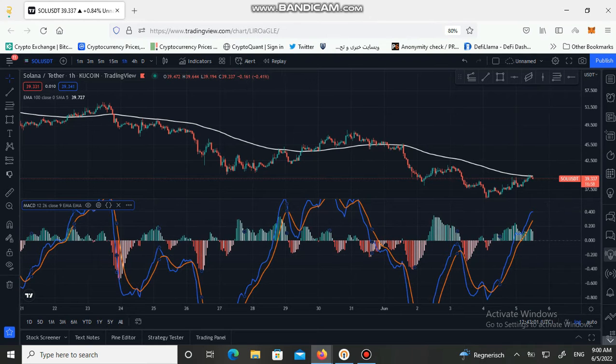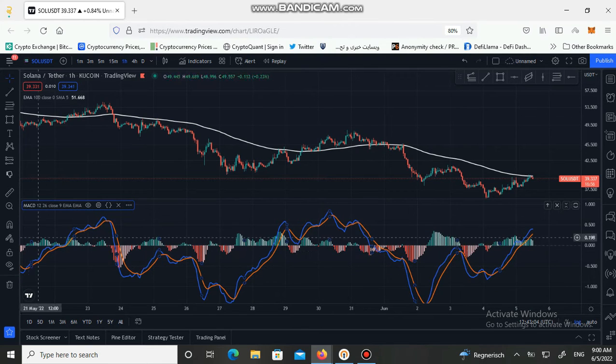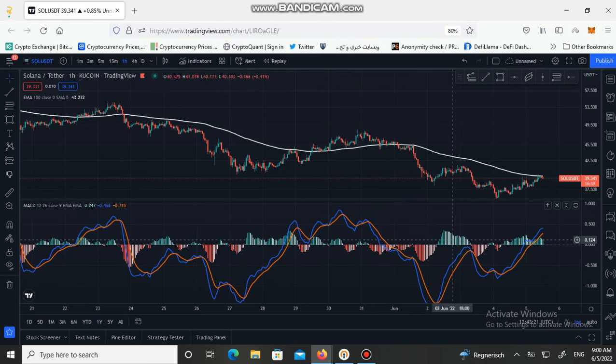For example, when the MACD line crosses the signal line upwards, the histogram turns green, and the greater the difference between the two lines, the greater the depth and the stronger the histogram, which indicates a strong cross. As a result of this strong cross, the price momentum goes up and it moves with more power.